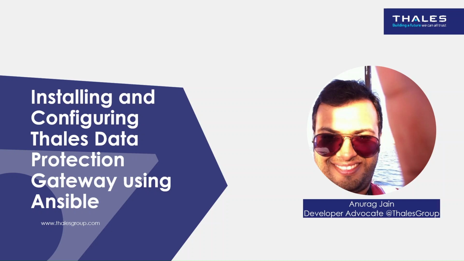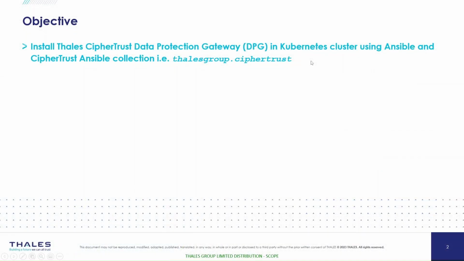This is the last part, the third part of the series where we are installing and configuring Thales Data Protection Gateway. In this particular part, we are going to introduce the Ansible collection and the playbook that we are going to use for deploying all the components that we have done so far manually, as well as configure CipherTrust Manager for data protection, gateway protection, and access policies. All of this we are going to do through the thalesgroup.ciphertrust collection. There is a separate video where I have shown how you can install this collection on your Ansible controller node.